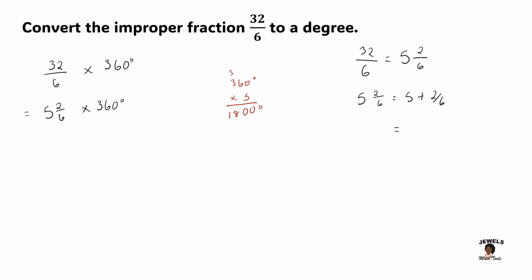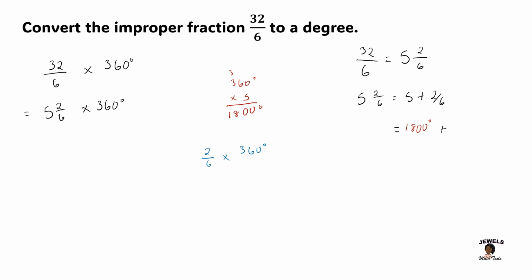And then I'm going to show you how we're going to work out the last part. So my 5 wholes is 1800 degrees. And remember that that is being added to our 2/6 of a fraction. Now for my 2/6 of a fraction, what I'm going to do at this point is multiply my 2/6, just like we did with the 5, to our 360 degrees.